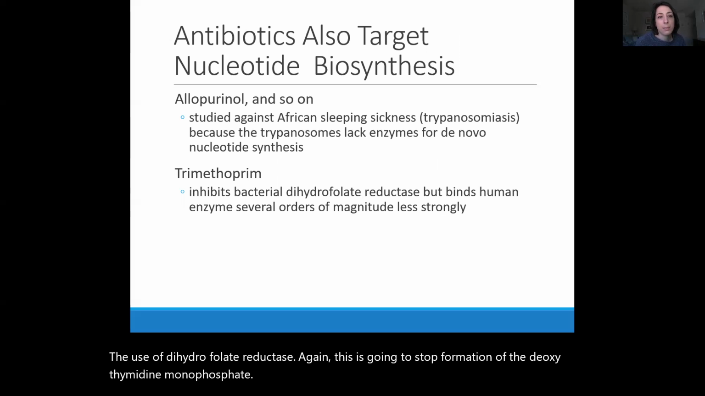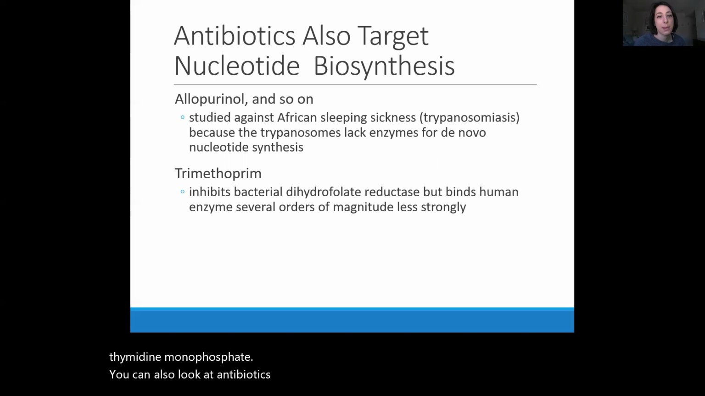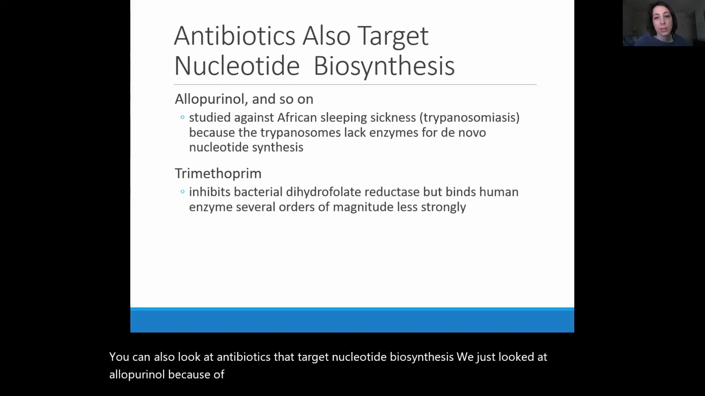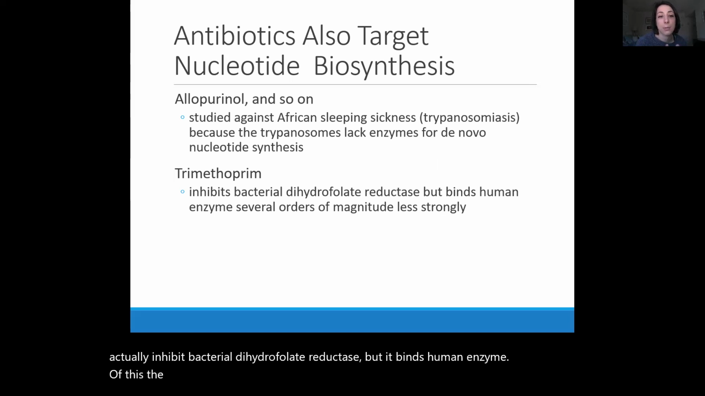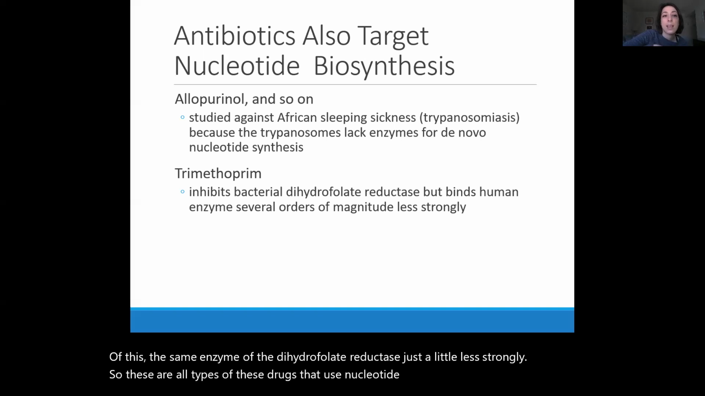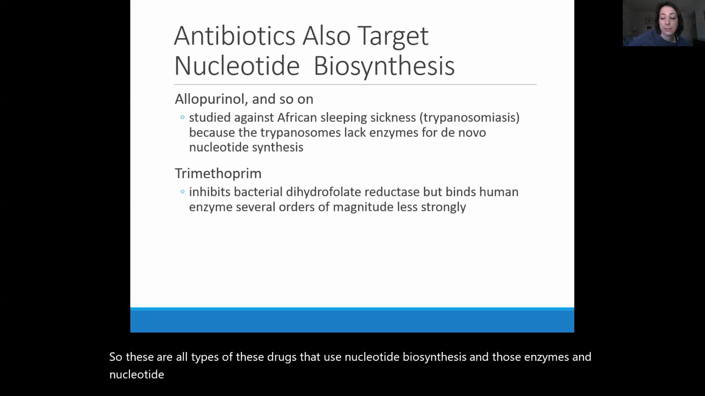You can also look at antibiotics that target nucleotide biosynthesis. We just looked at allopurinol because of its similar composition, and also trimethoprim, which can actually inhibit bacterial dihydrofolate reductase, but it binds the human version of the same enzyme, dihydrofolate reductase, just a little less strongly. So these are all types of drugs that use nucleotide biosynthesis and those enzymes in nucleotide biosynthesis as targets.